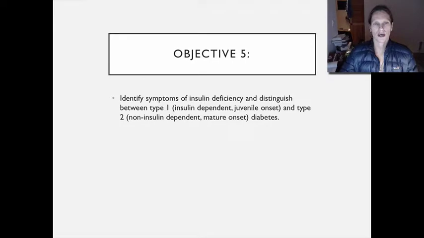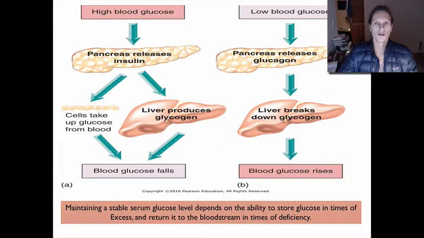Historically, we refer to type 1 as juvenile onset, or probably the most appropriate way to refer to this would be insulin dependent, because they need insulin, they don't make insulin. Type 2 historically has been referred to as adult onset, or probably most specifically non-insulin dependent diabetes. So diabetes is a disease of blood sugar regulation. So there's dysregulation of blood sugar.